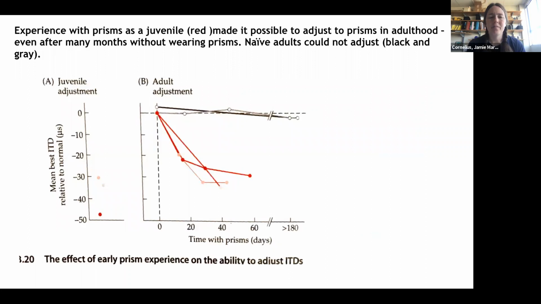Okay, it turns out that juveniles can do this and adults cannot. But one thing that's really interesting is that if you take juveniles and you put prisms on them, they will adjust. The left-hand panel A is the shift in the interaural timing difference relative to normal. So it required a shift of 30 microseconds in order to map back onto the prism-shifted visual field in this bird. There are 3 different individuals shown there. They all shifted their ITD in order to match this new reality in their visual field.